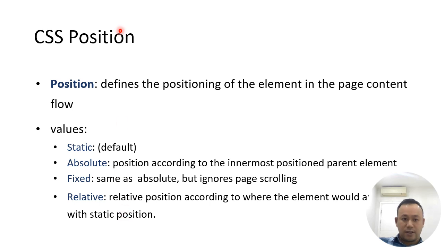And for absolute, an element with position absolute is positioned relative to the nearest positioned ancestor. However, if an absolute positioned element has no positioned ancestor, it uses the document body and moves along with the page scrolling.